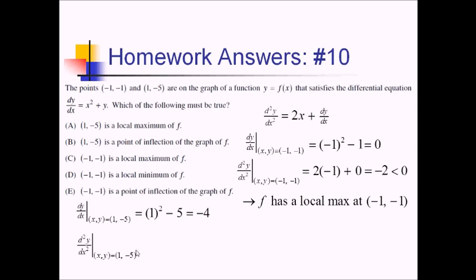So second derivative, that's going to be 2 times 1. And then we're going to do plus -4, the derivative at 1, -5. So that comes out to -2, which is not 0, so there's no way there's a point of inflection there either. So there's nothing special happening at 1, -5. So then we can definitely confidently pick choice C, -1, -1 is a local max of f.